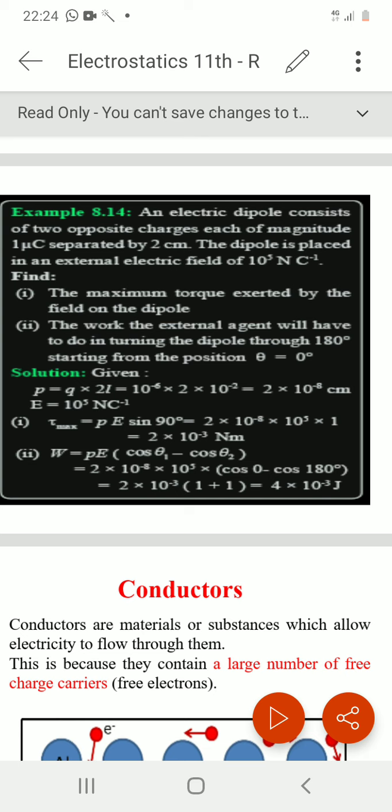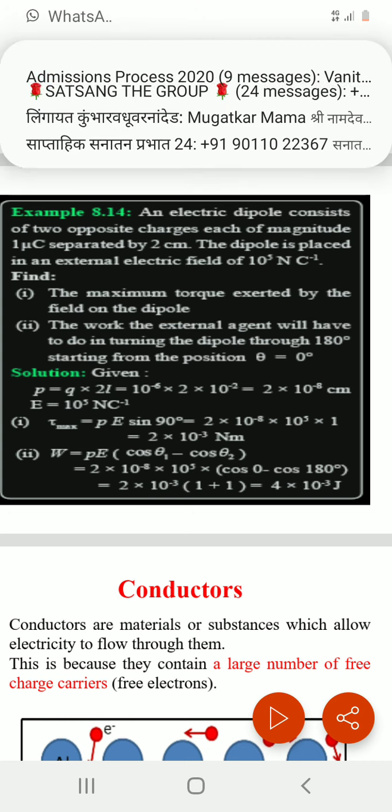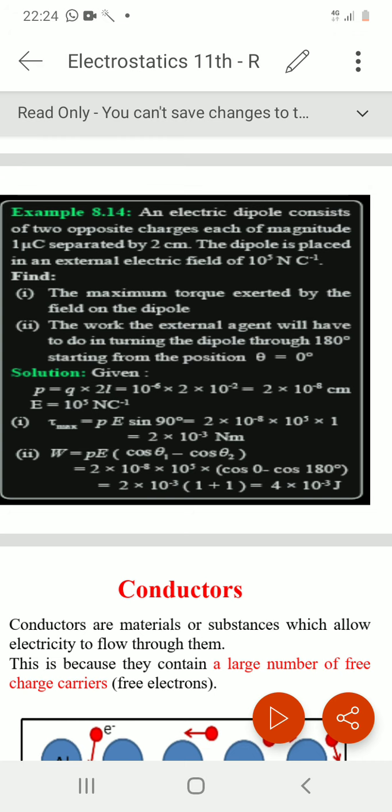Second, the calculation for work. Now work is Pe (cos theta 1 minus cos theta 2), bracket complete. The value of P and the value of E are in front of you. Put the value of P and put the value of E. Then inside the bracket, what about theta 1? Theta 1 is 0. And what about theta 2? Theta 2 is 180 degrees. So cos 0 is 1, cos 180 is minus 1. So minus and minus become plus. So we have the answer 4 into 10 raised to minus 3 joule.